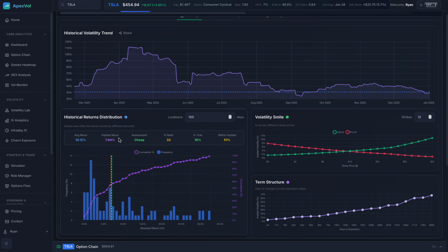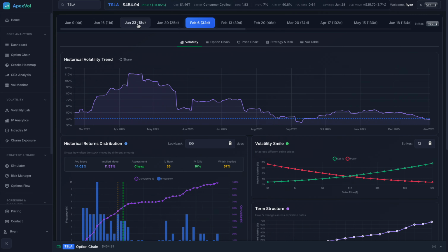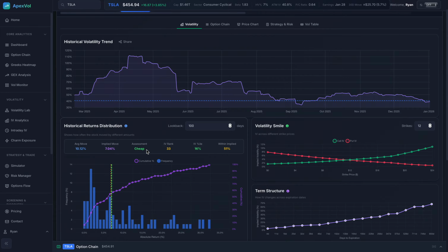We can see the implied move is 7.04%. So this is the implied move of the at the money straddle. And we can see again, this changes. It reduces for a closer term expiration, and it will obviously increase further out we go. The assessment, therefore, is cheap because the implied is less than the average move. The IV rank is 33 and the IV percentile is 16.